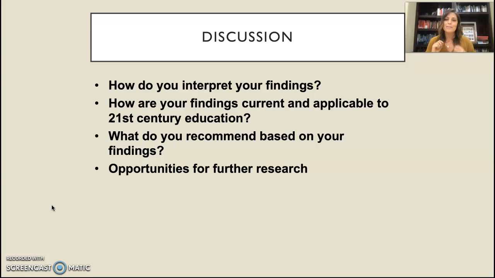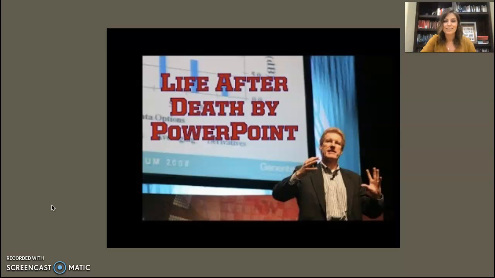What do you recommend specifically to the field of education at large, or to folks that are working within your specific area of practice? What does it look like for them to implement your recommendations? Spend time there. And opportunities for future research. So, of course, this is a section in your paper. Talk about if you had more time, more money, more resources, or now that you know, what would you do next? Okay, so spend some time there.